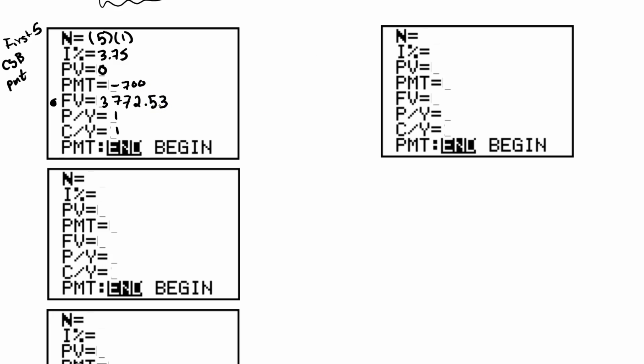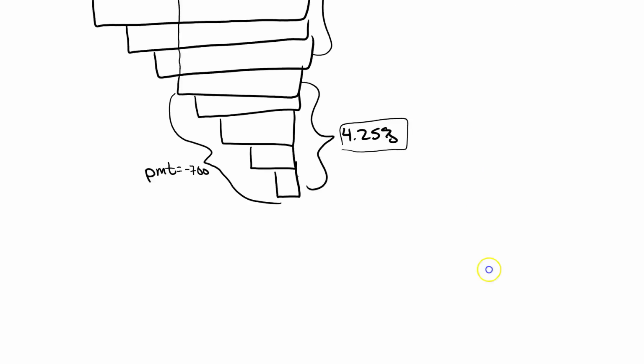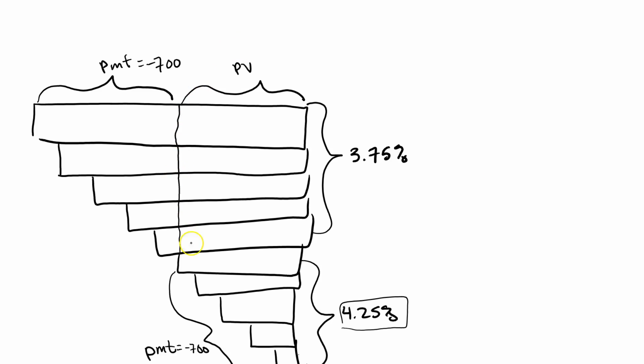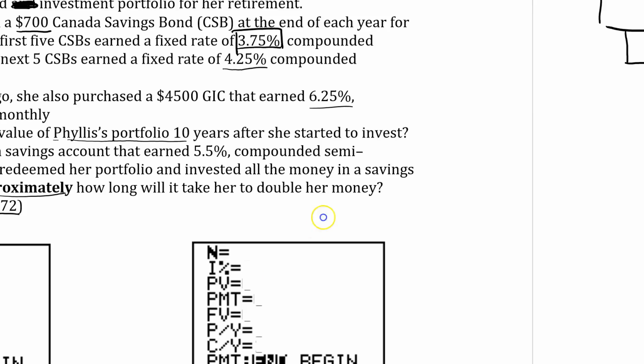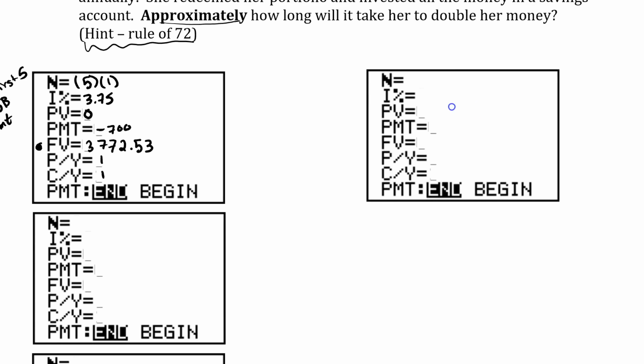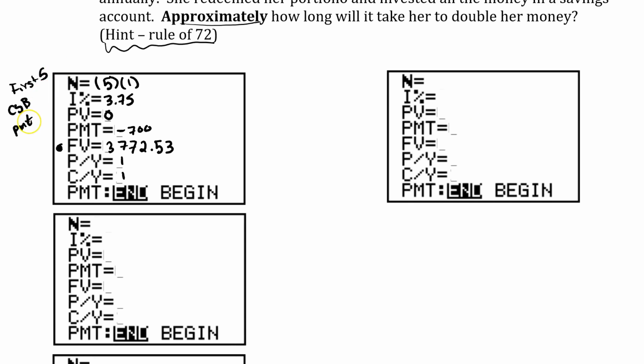Now the next thing that we need to do is figure out that sitting chunk, okay? Because we're not at those five Canada Savings Bonds are not actually receiving any more money. They're just kind of sitting at that 3.75%. So we have done the first 5 Canada Savings Bond in that payment zone, and then the second 5 years, and this is just the compounding time.